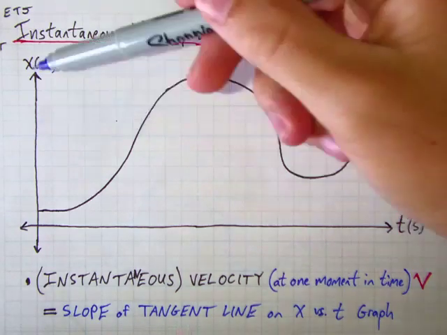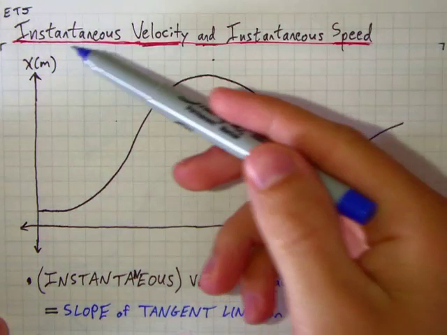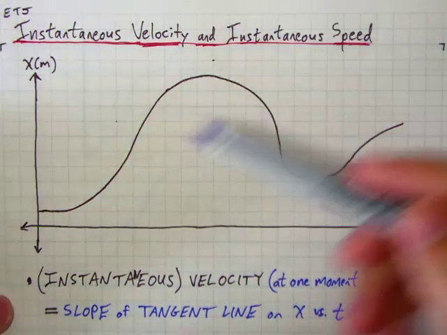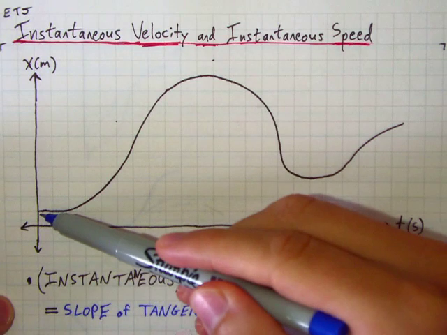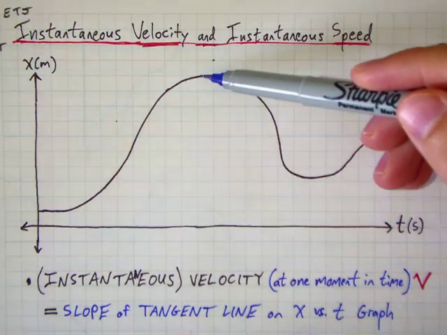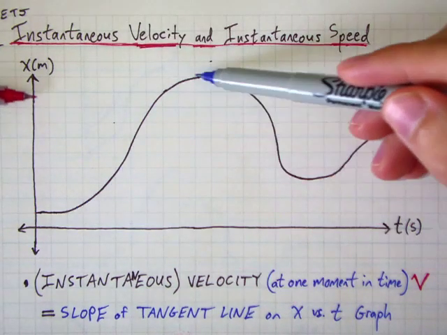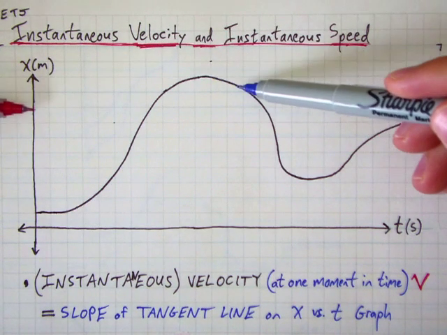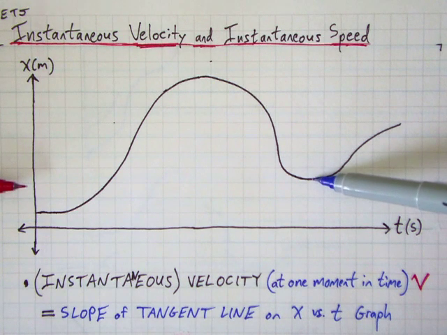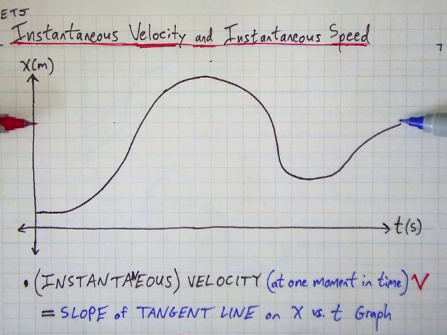Here we have a position versus time graph for an object that we can use to define this idea of instantaneous velocity and instantaneous speed. So our object starts here, and we see that it moves in the positive x direction over this part of time. At this point here, it turns around and is now moving in the negative x direction during this time. From this moment, it turns around again and is moving back in the positive x direction.